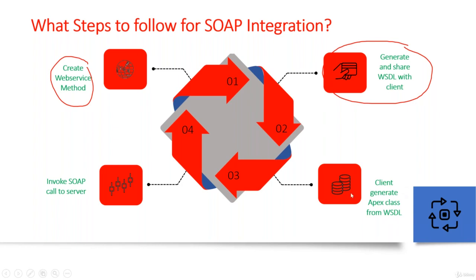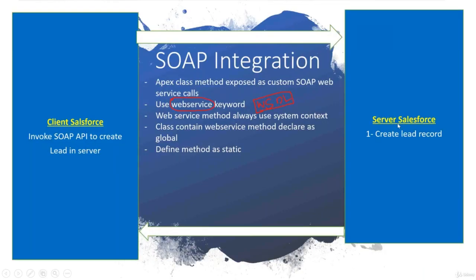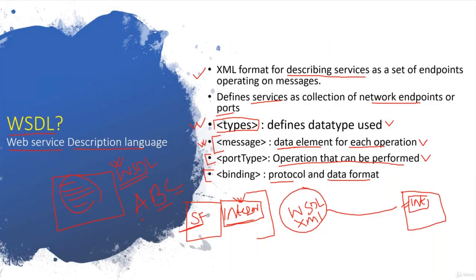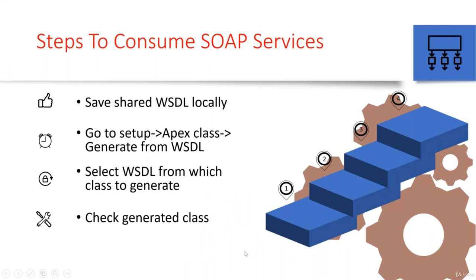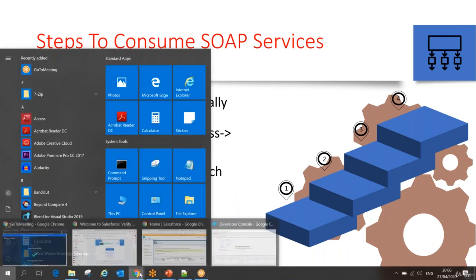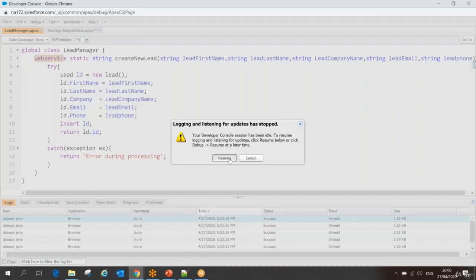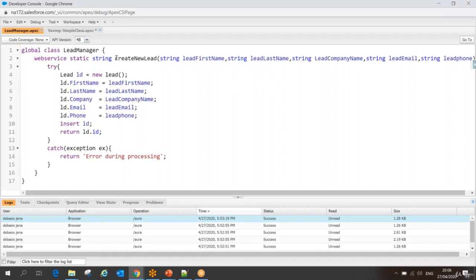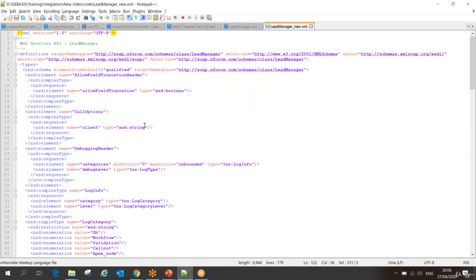So now, to complete our example, I'm going to consume the web service that was generated in the previous session. If you see my Apex class, on the server we have written one web service method to create a new lead, and this is the WSDL file we have.